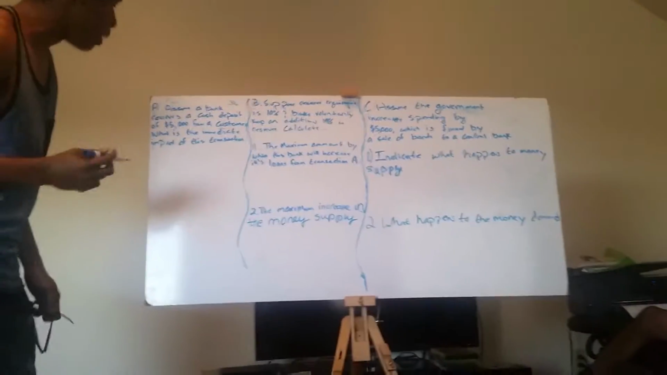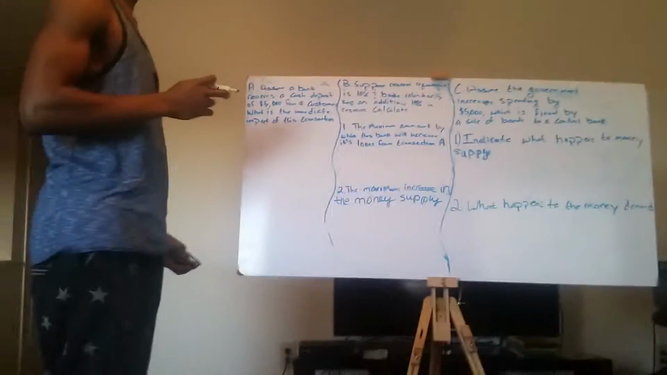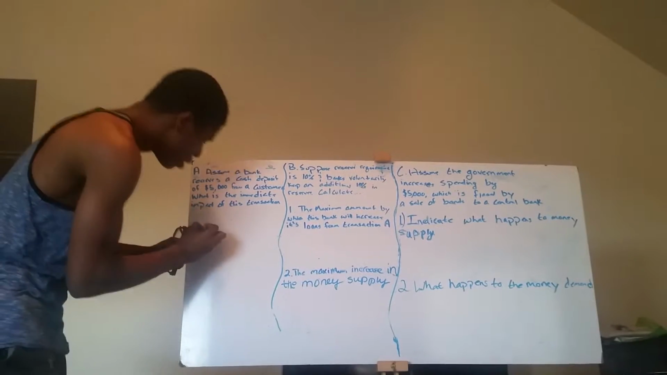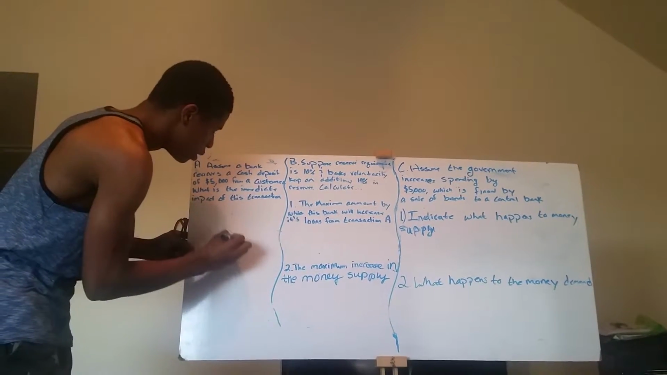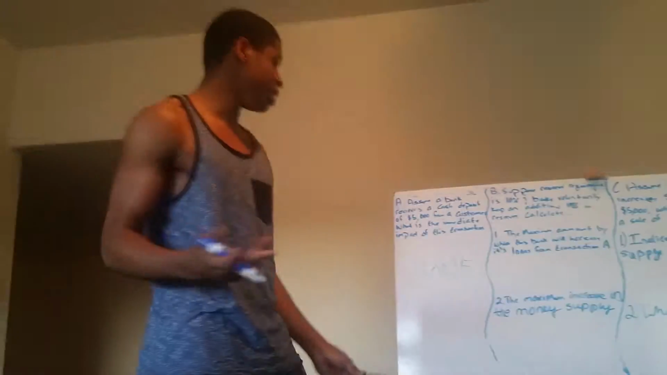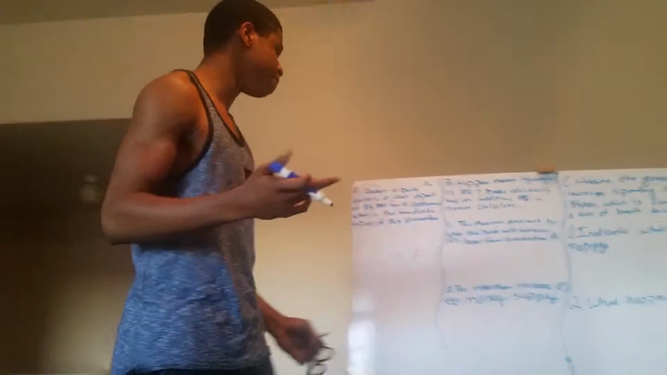A. Assume a bank receives a cash deposit of $5,000 from a customer. What is the immediate impact of this transaction? None. Because it's just a deposit, it has no immediate impact on the money supply.